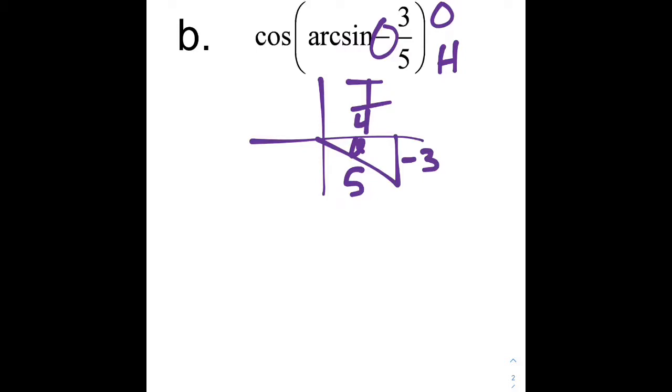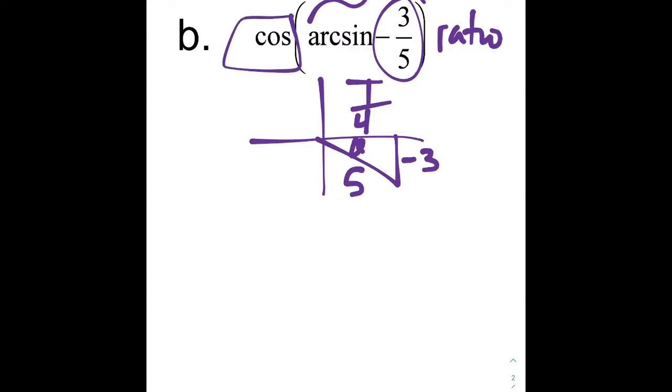So again, theoretically, -3/5 is a ratio. This entire statement will output an angle. I don't need to know that angle because I already know its ratios. The question wants to know what is the cosine of that angle. The cosine is adjacent over hypotenuse, and my adjacent is 4 and my hypotenuse is 5.